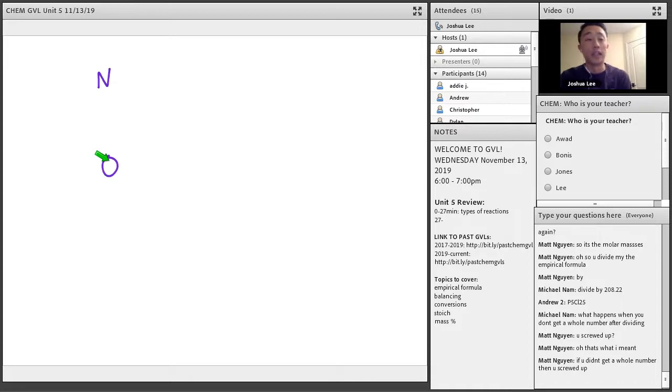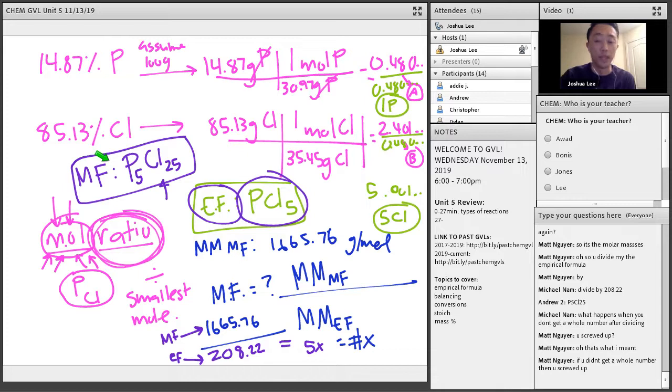Not necessarily. If you don't get a whole number at this point, then you probably messed up somewhere. This point right here. When you're dividing it, this should always be a whole number. If this number is not a whole number, like 5 or like 4.99998, then you probably messed up in your empirical formula somewhere.